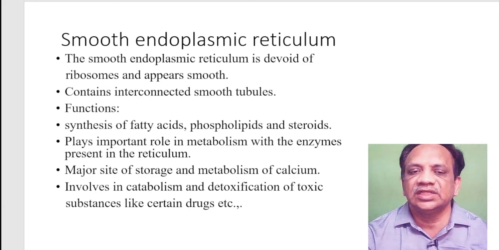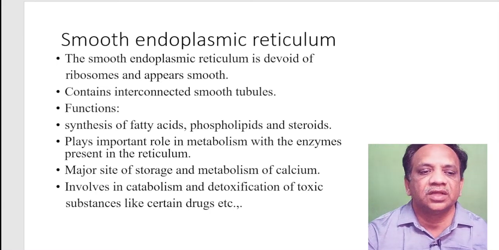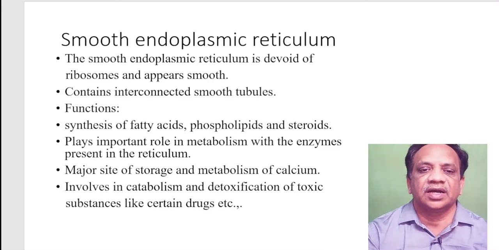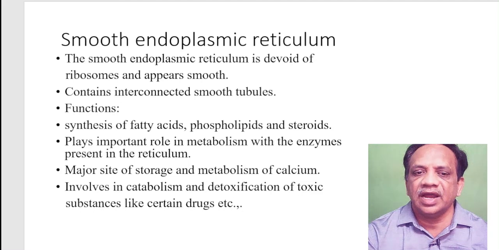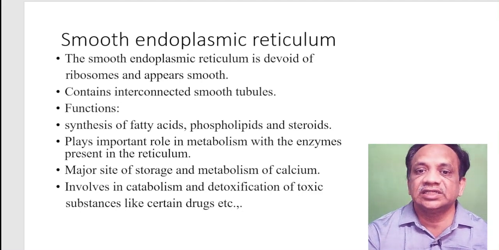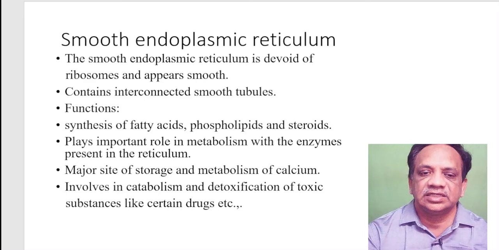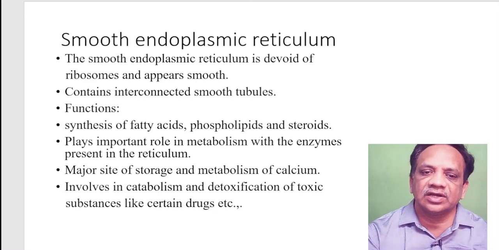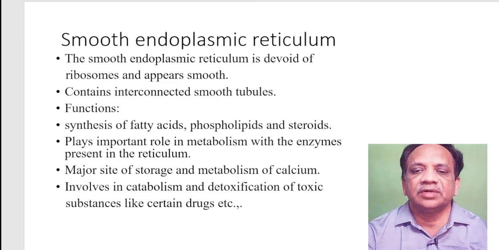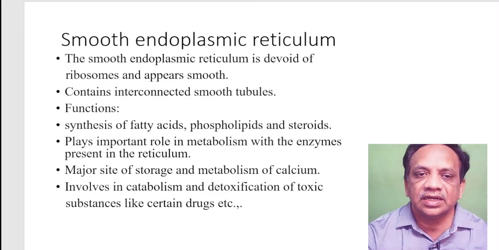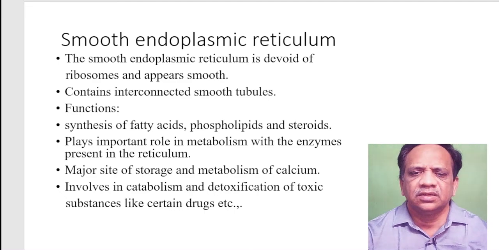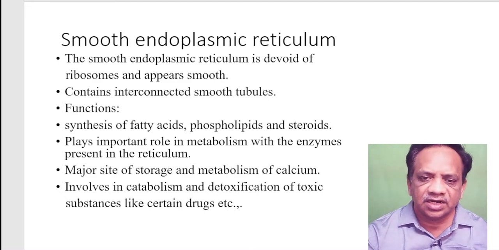And now you can see the other type, the smooth endoplasmic reticulum. The smooth endoplasmic reticulum is devoid of ribosomes and appears smooth. It contains interconnected smooth tubules, and its function is synthesis of fatty acids, phospholipids and steroids. It plays an important role in metabolism with the enzymes present in the reticulum. It is a major site of storage and metabolism of calcium. The smooth endoplasmic reticulum is involved in catabolism and detoxification of toxic substances like certain drugs and steroids.